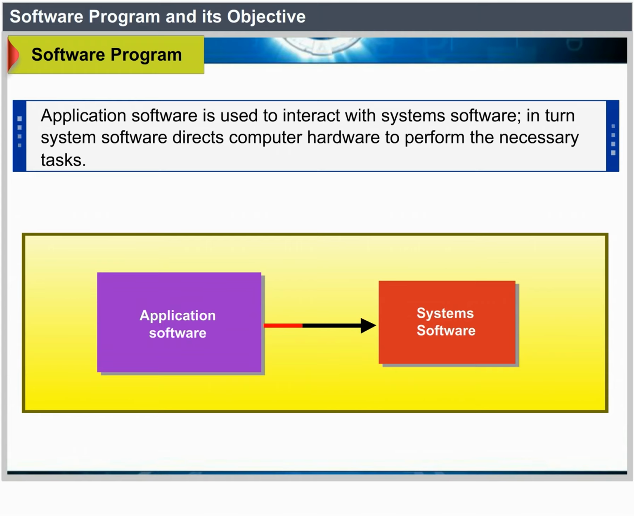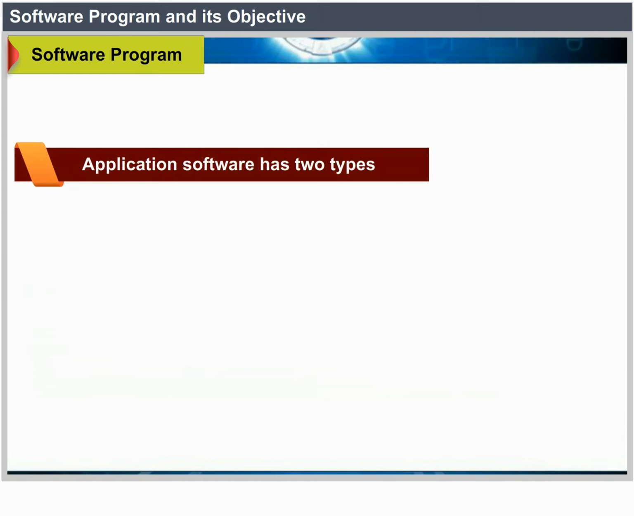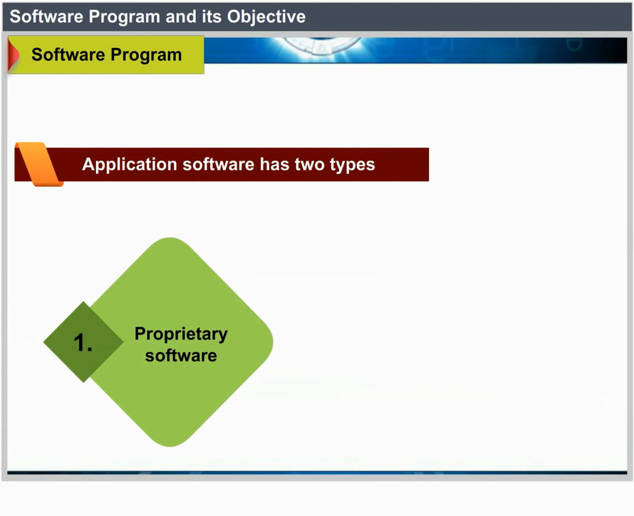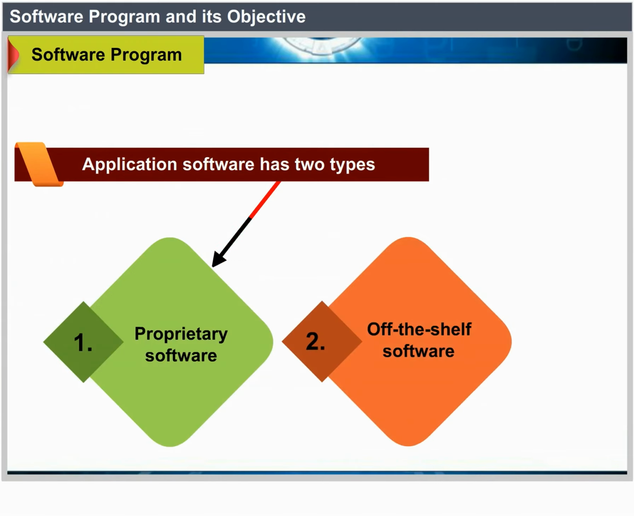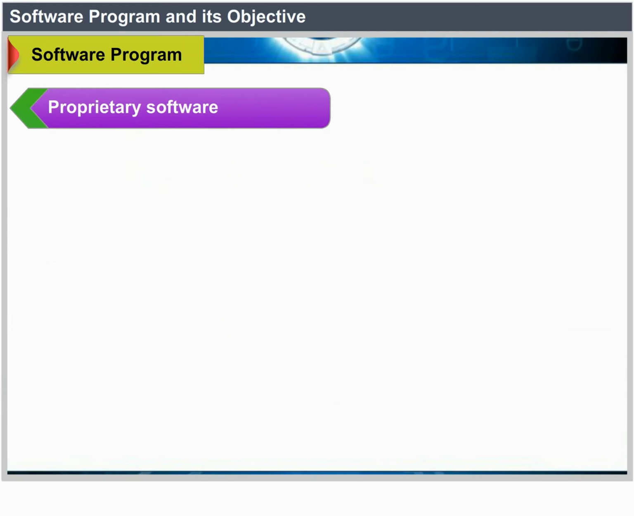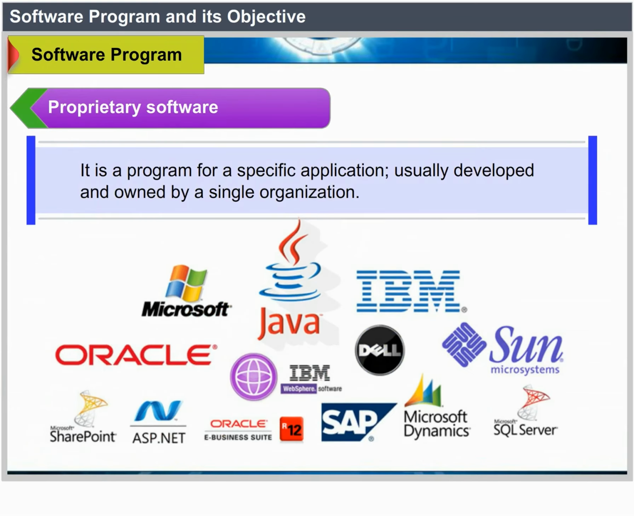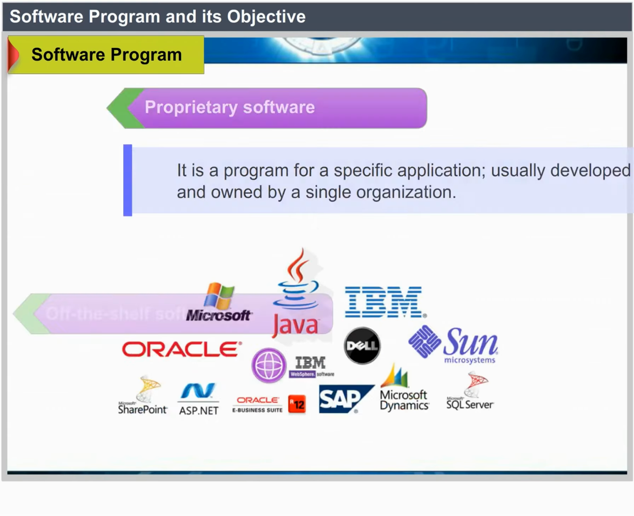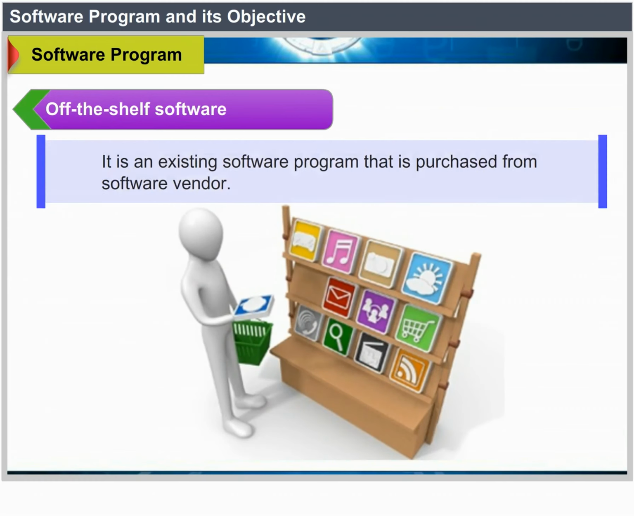Application software has two types. Proprietary software. Off-the-shelf software. Proprietary software is a program for a specific application, usually developed and owned by a single company. Off-the-shelf software is an existing software program that is purchased.